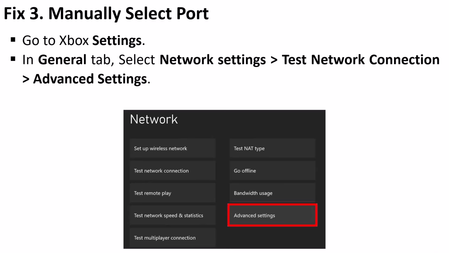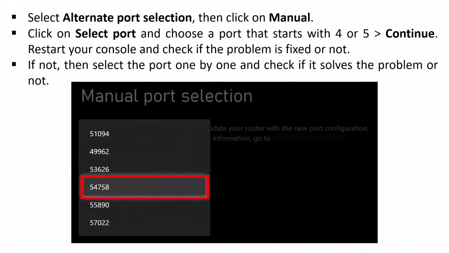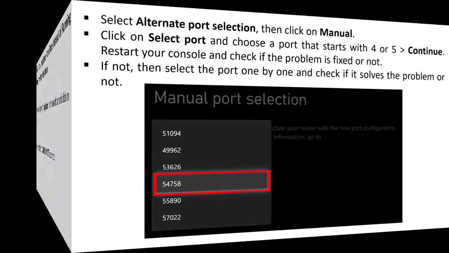Fix 3, manually select port. Go to Xbox settings, in General tab select Network settings, Test network connection, Advanced settings. Select Alternate port selection, then click on Manual. Click on Select port and choose a port that starts with 4 or 5. Continue. Restart your console and check if the problem is fixed or not. If not, then select the port one by one and check which one worked for you.